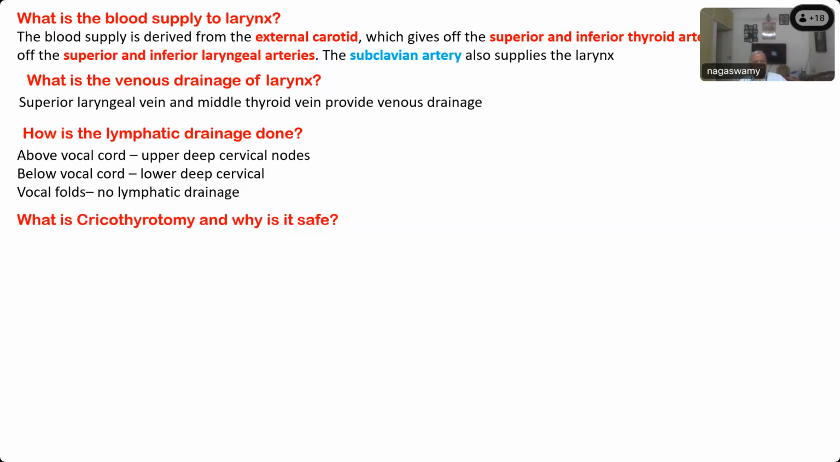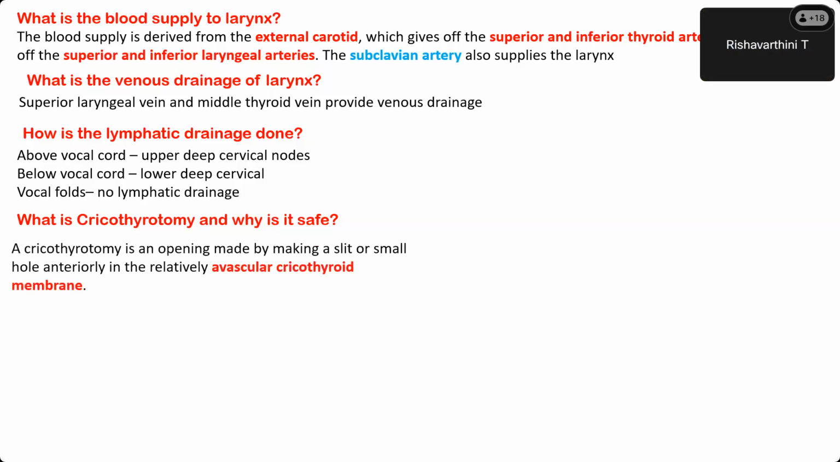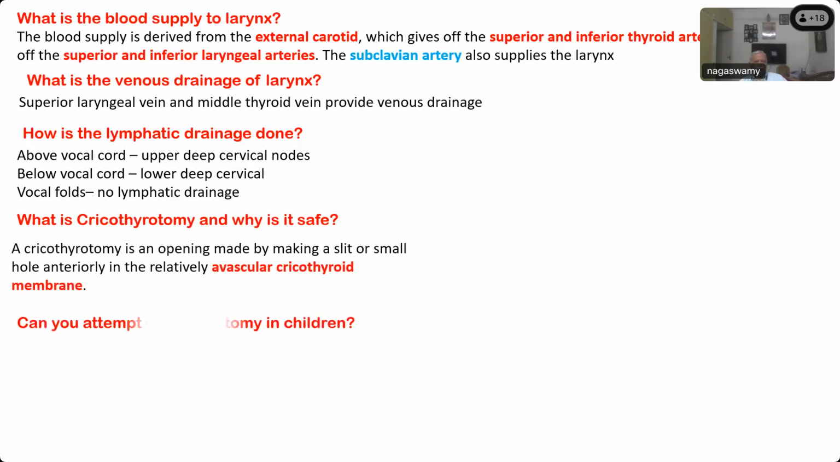Front of neck access when can't intubate, can't ventilate situations. Fantastic, very good. So it is a cricothyrotomy, the opening made by a small slit or small hole in the avascular cricothyroid membrane. The cricothyroid membrane has no major blood vessels, so it is safe to make an opening in that.